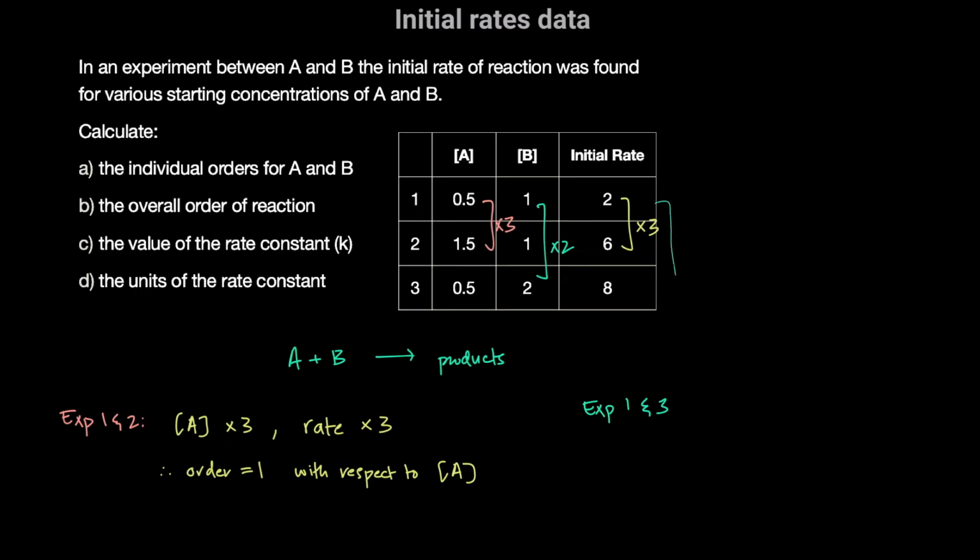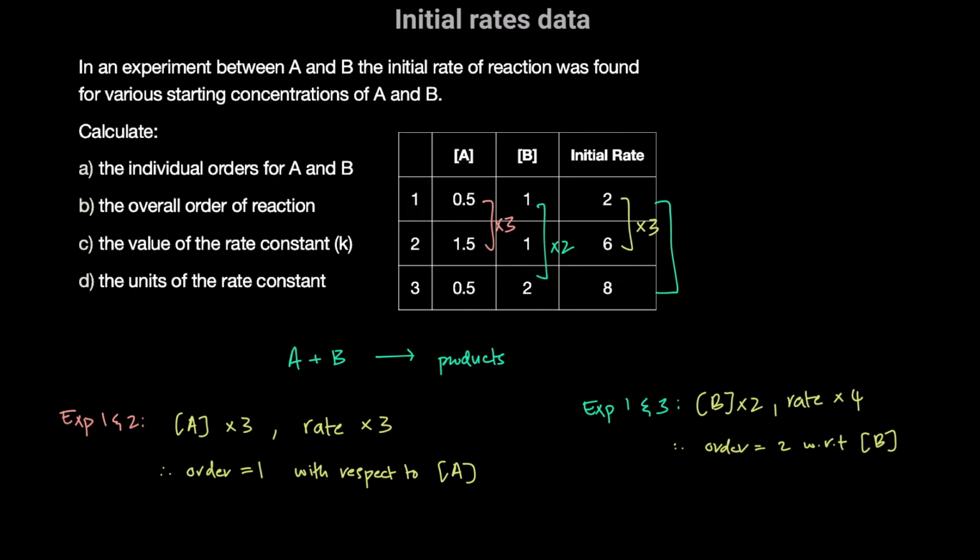And what's happened to the rate? We've increased the rate of the reaction by a factor of 4. So if we look at experiments 1 and 3, we've doubled the concentration of B, and what we realize is that the rate has quadrupled. So what that means is that the reaction is order 2 with respect to B, with respect to the concentration of B. What that means is that if I double the concentration of B, the rate changes by a factor of 4.